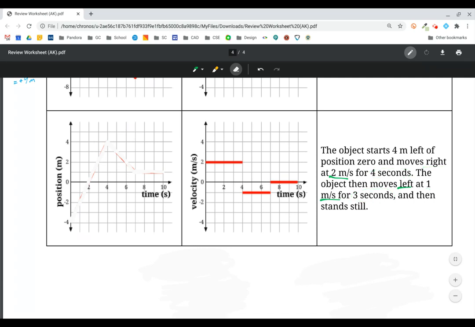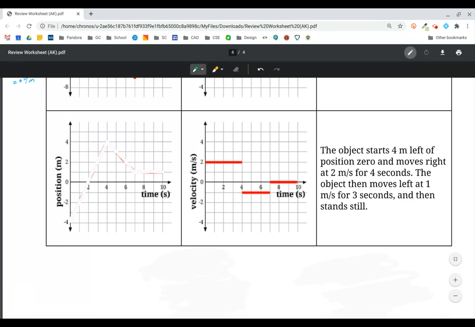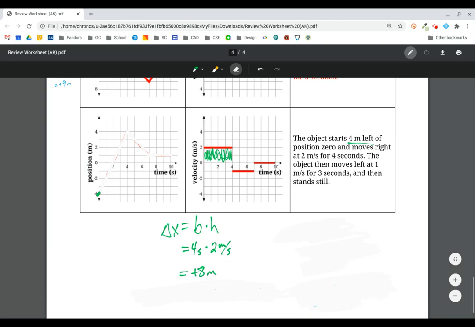Now we're in a pretty similar situation as we were in the last one. We can start our position at 4 meters left, which is negative 4 down here. And then what we should do is figure out what the area is of this rectangle in the first part of the motion. And so that area is positive 8.